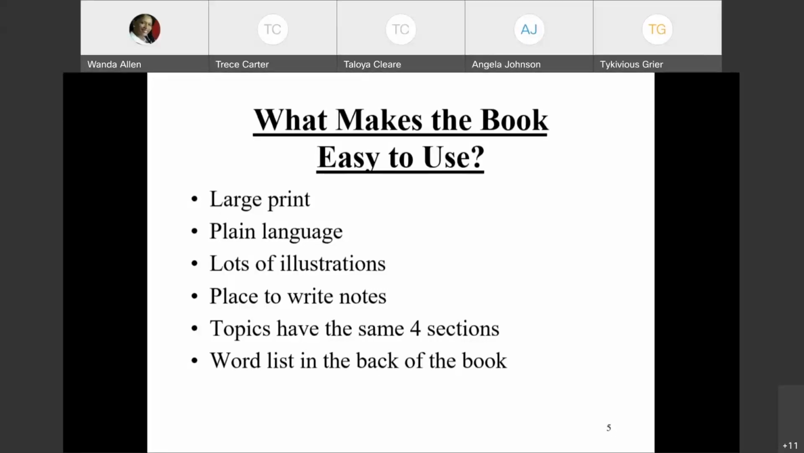Also familiarize them with the glossary, or the word list, that is in the back. There's a word list that gives definitions of certain words located in the back of the book. And that could be an area you have them locate in the book.